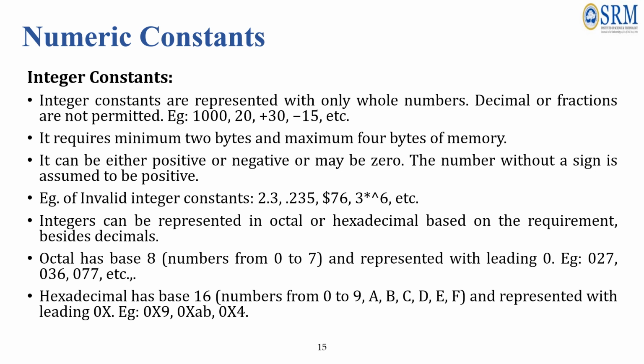Similarly, integers can also be used for representing octal numbers and hexadecimal numbers. So what is an octal number? Numbers with base 8 are termed octal numbers. Usually, while representing them in a programming language, octal numbers have a leading 0. For example, 027 is an octal number, 036 is an octal number, 077 is an octal number.